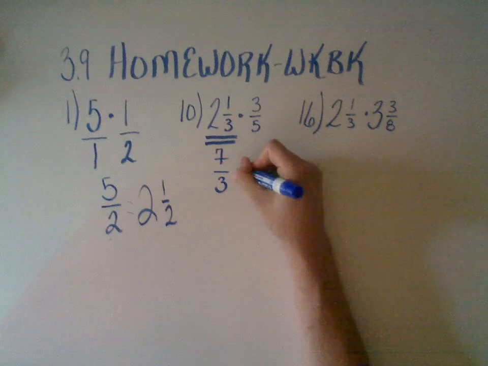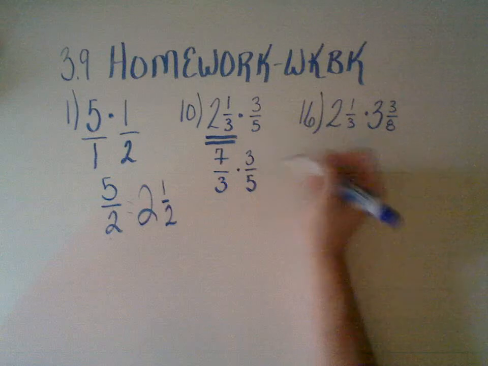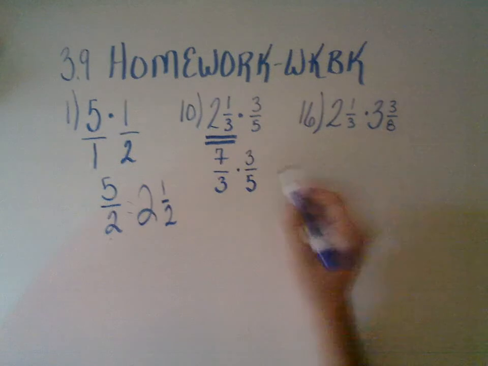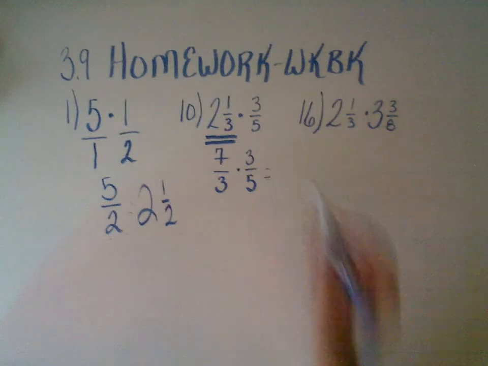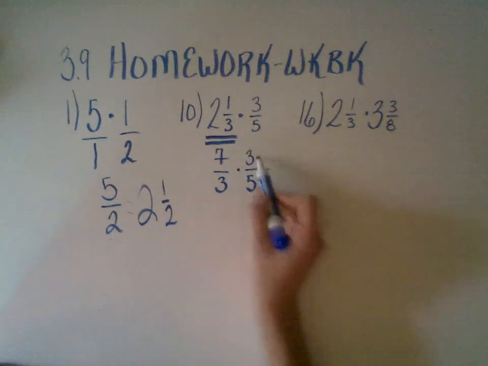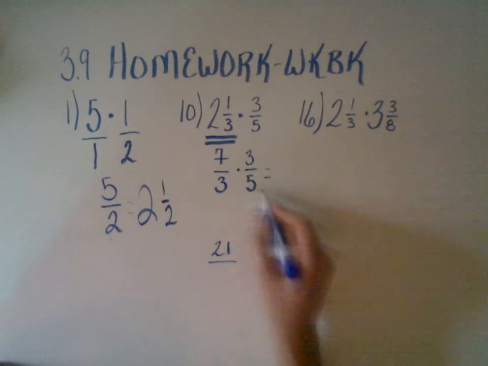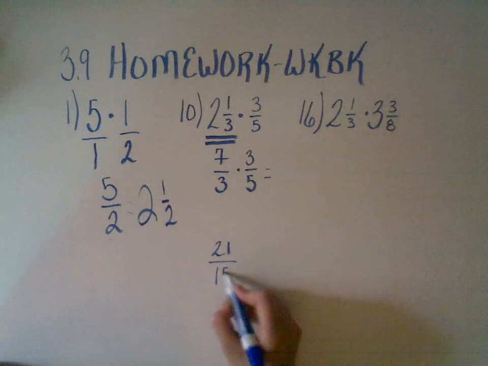And I'm multiplying that by 3/5. Alright, now at this point, I'm going to multiply. And I'm going to leave a little gap here because I'm going to come back and show you a different route here in just a minute. But I'm going to multiply. 7 times 3 is 21. And 3 times 5 is 15.